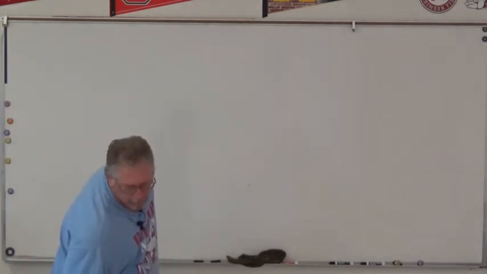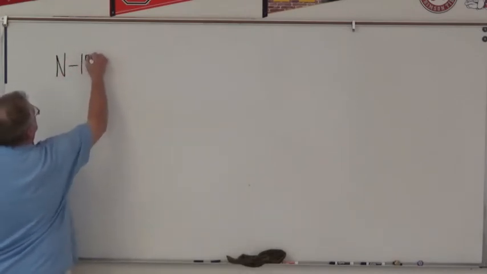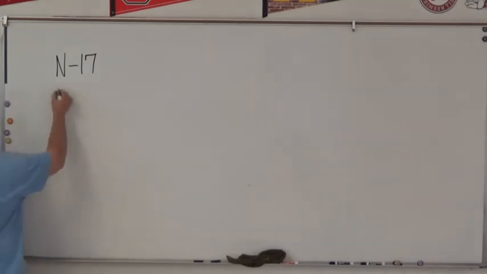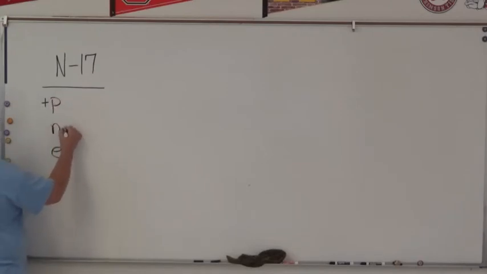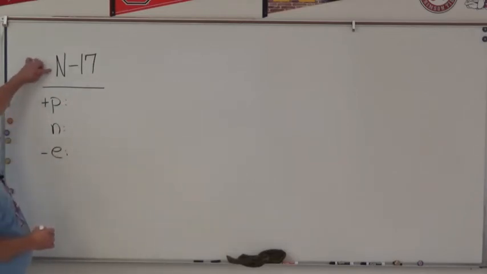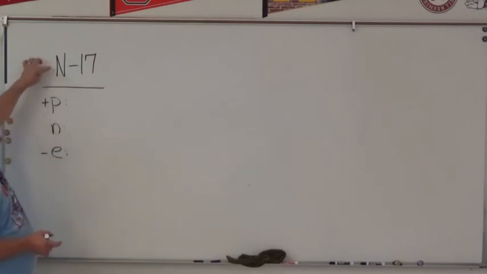Let's do nitrogen-17. Let's try that one. Nitrogen-17. Now you look at that and you tell me, what's the number of protons, neutrons, and electrons? Well, I look at this thing and it says nitrogen-17. Now, how many protons does nitrogen-17 have? It's not 17, right? Because remember, that's the mass, right? So how am I going to find out the atomic number, or the number of protons, nitrogen has?